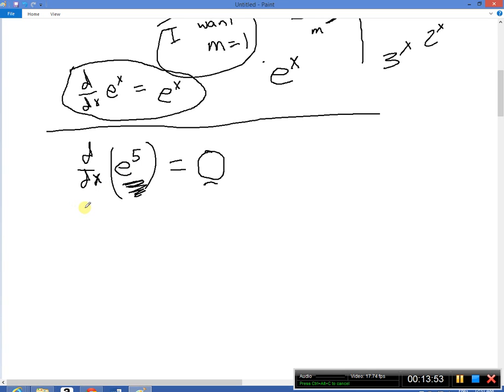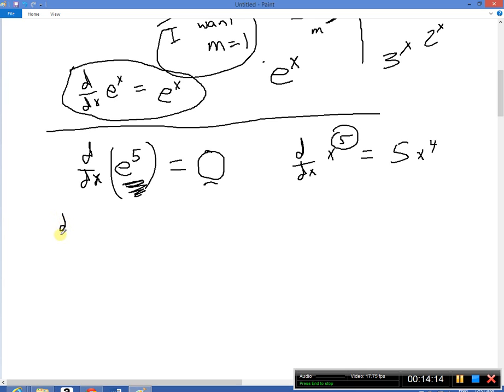Okay, how about the derivative? Well, you already know the derivative of e to the x. How about the derivative of x to the 5th? Well, high school rule, 5x to the 4th, because 5 is a constant. So the derivative of x to a constant, you can go ahead and take it using the high school rule.